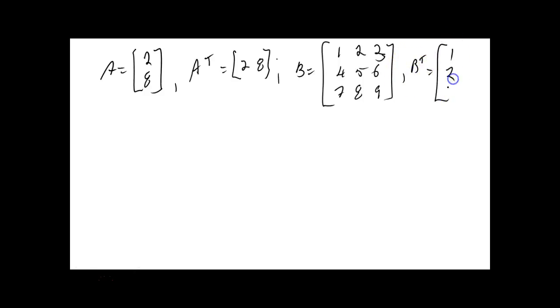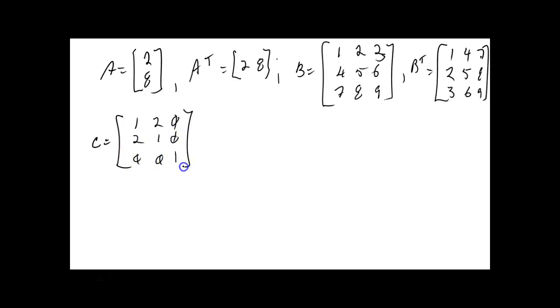Yeah. 1, 2, 3 going down, 4, 5, 6 going down, 7, 8, 9 going down. Okay. Very good. Let's do C. Another 3 by 3. It's a 1, 2, 0, 2, 1, 0, 0, 0, 1. What would be its transpose? 1, 2, 0 going across. 2, 1, 0 going across. 0, 0, 1 going across.